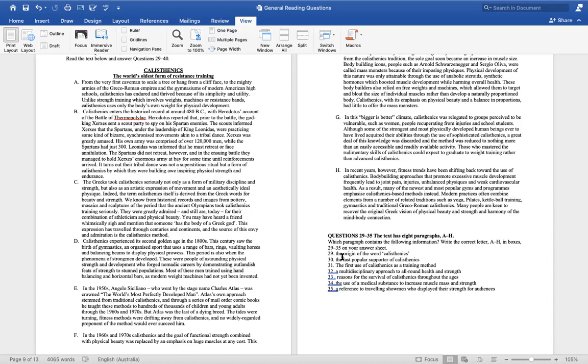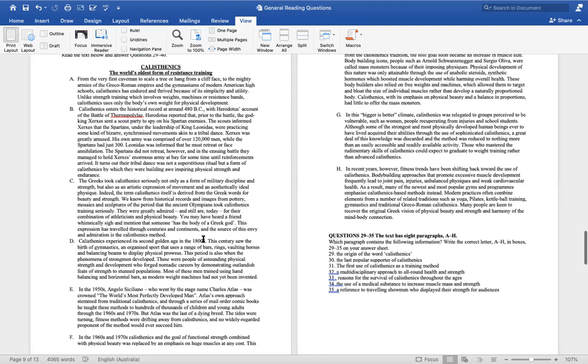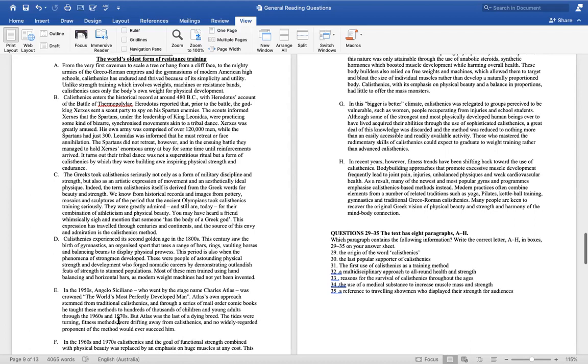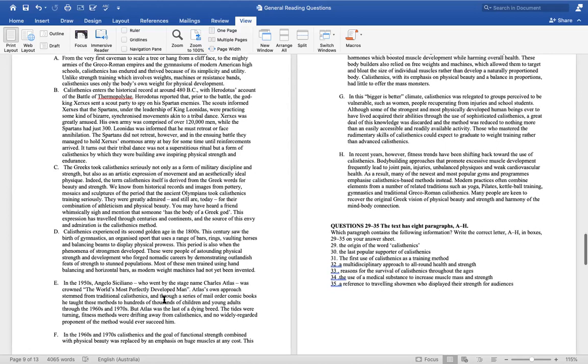So last, first, all those are important. Popular supporter, so celebrity or celebrated supporter of calisthenics. So the answer for 29 is E. Yes, because you've skimmed through the passage once, you will know where it is located. So that's why skimming is important.